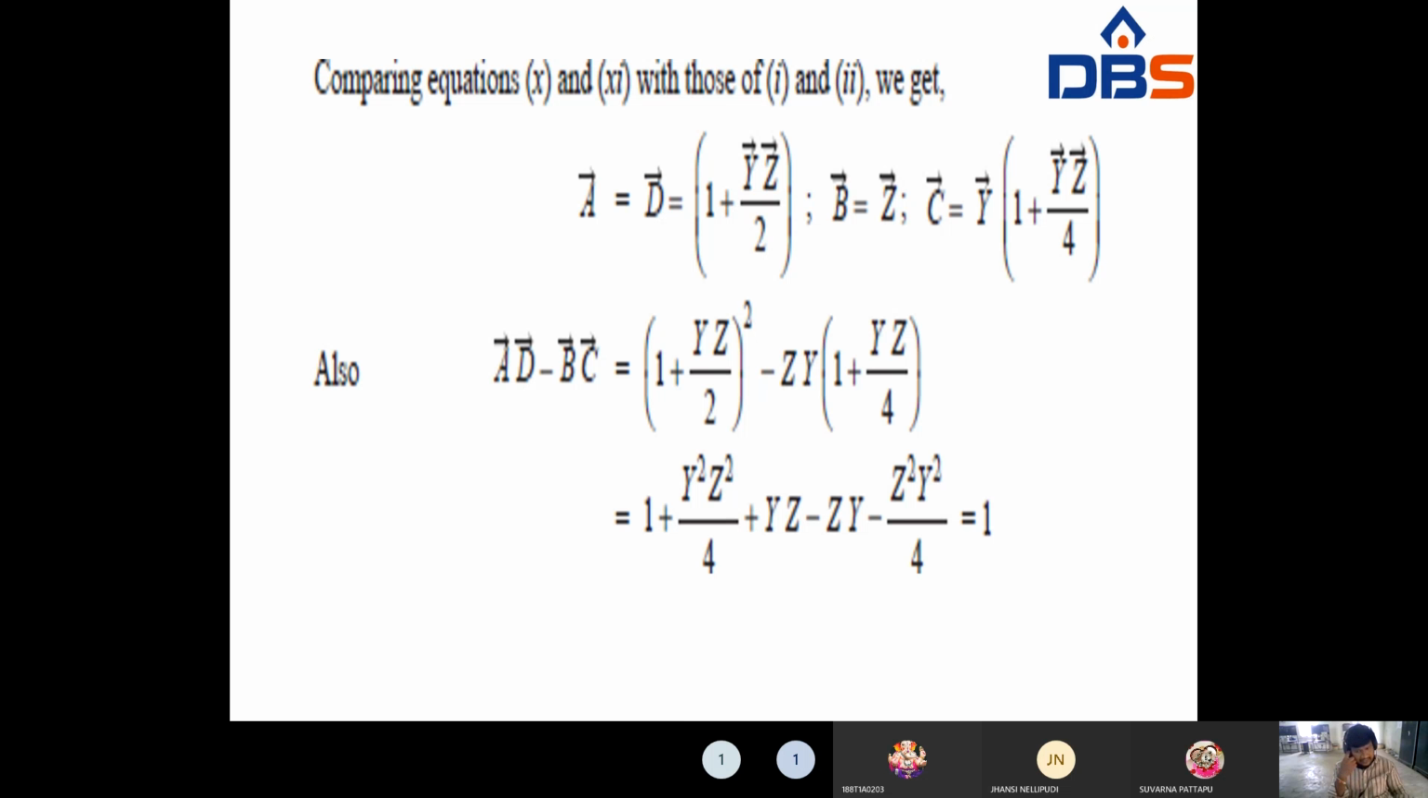Just some tricky values you have to easily identify, then you can answer at least a 1 mark question in a competition exam or it may be a GATE exam also. Now A equal to D, it is a symmetric network, and evaluate AD minus BC equal to 1. This is also the same. That's why the medium transmission line is also a symmetric as well as reciprocal network.